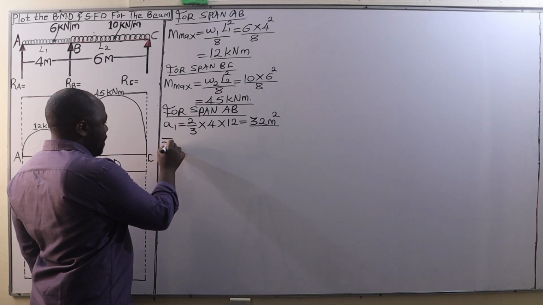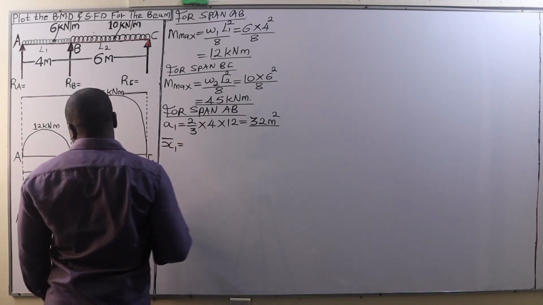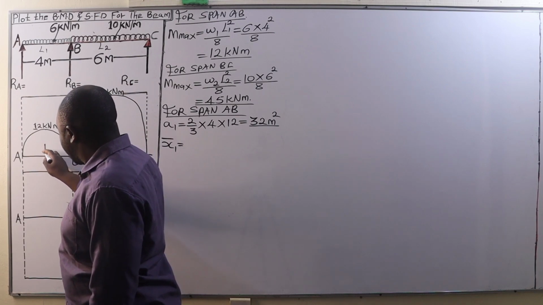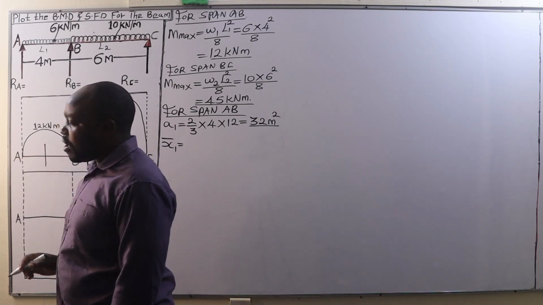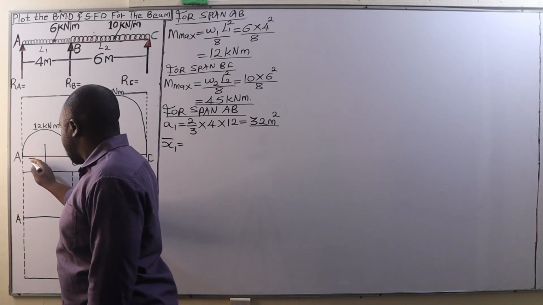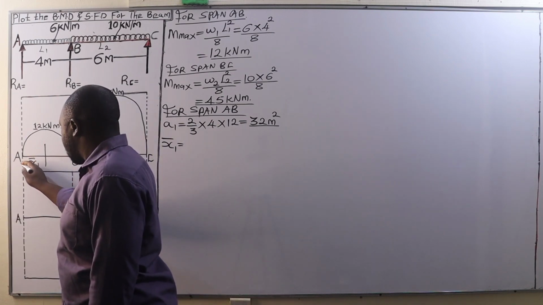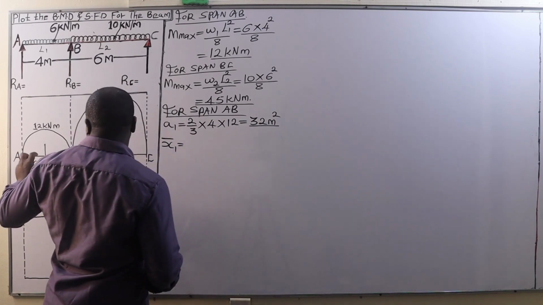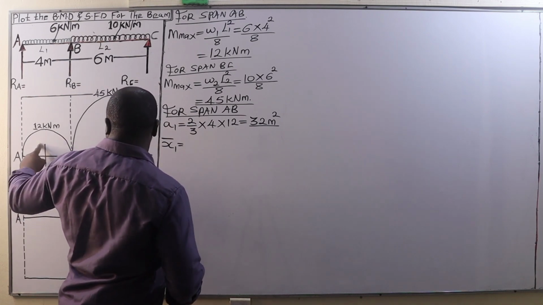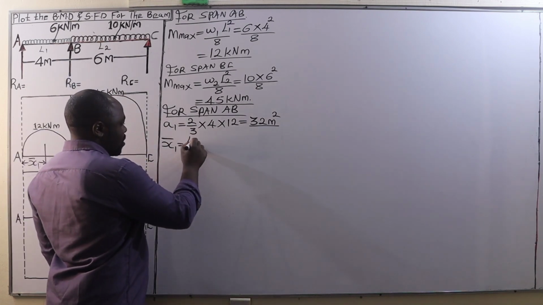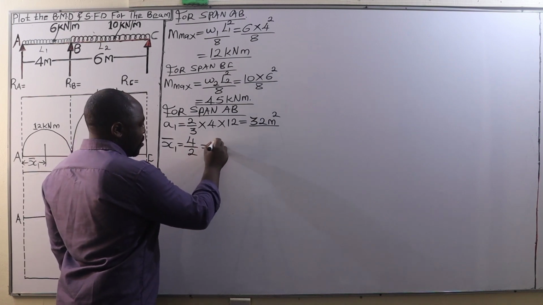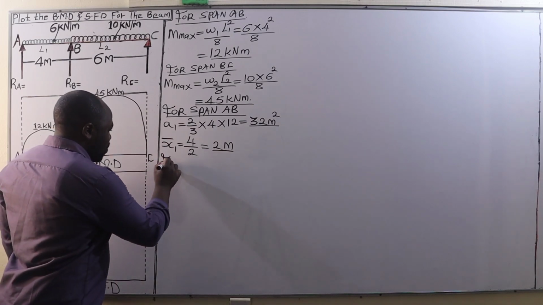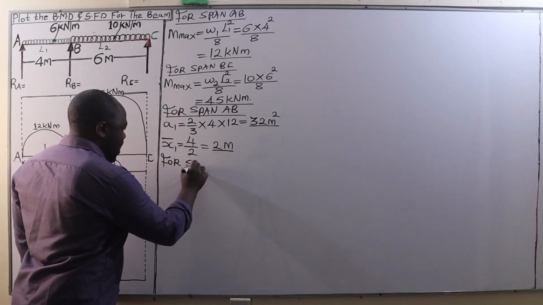Then we need bar x1, which is the distance from the center of gravity of this bending moment diagram all the way to the end A. So that is bar x1. In this case, bar x1 will be given by half the base of this bending moment diagram, which is half of 4, so 4 divided by 2, which is 2 meters. From there, we go to the span BC.